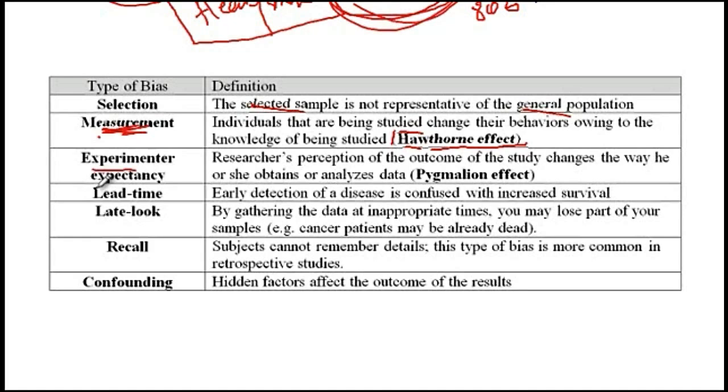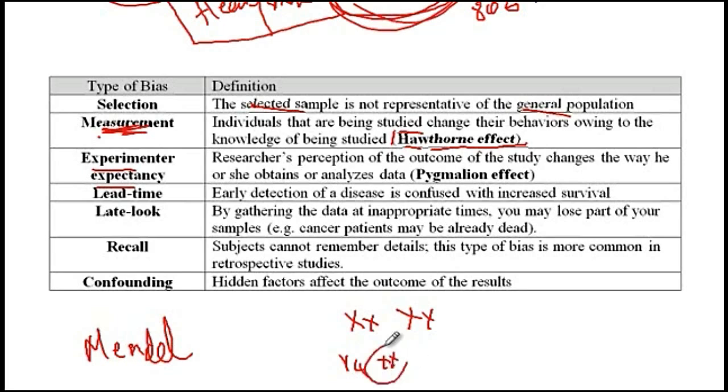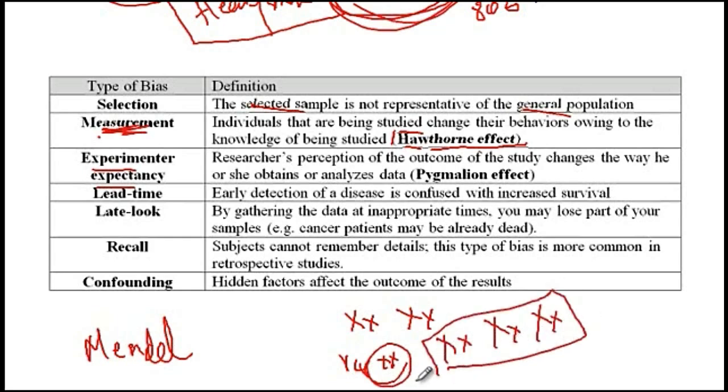And then experimenter expectancy is when the researcher's perception of the outcome of the study changes how he obtains or analyzes the results. A good example would be Mendel, who is the father of genetics, and he has shown that when two heterozygous cross to each other, 1/4 of them would be homozygous small x small x, and the other ones will show the same phenotype. So 1/4 versus 3/4.